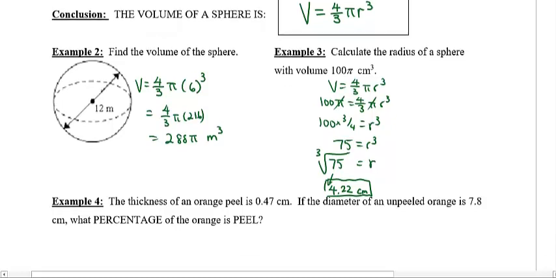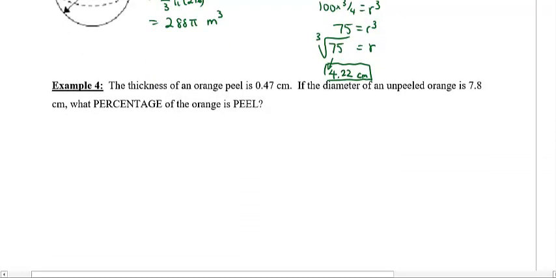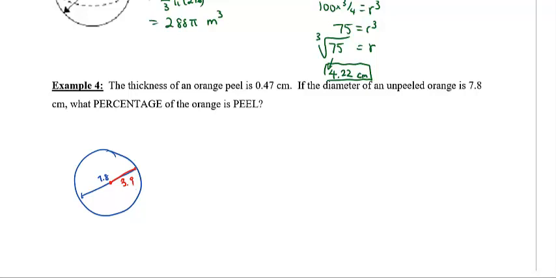Alright, last one here. The thickness of an orange peel is 0.47 centimeters. If the diameter of an unpeeled orange is 7.8 centimeters, what is the percentage of the orange peel? So this is a pretty small orange, 7.8 centimeters. I've got my orange. It has a diameter here of 7.8. So the radius would be 3.9. But notice I have a nice peel that goes around the orange, and that peel has uniform thickness. That thickness happens to be 0.47.